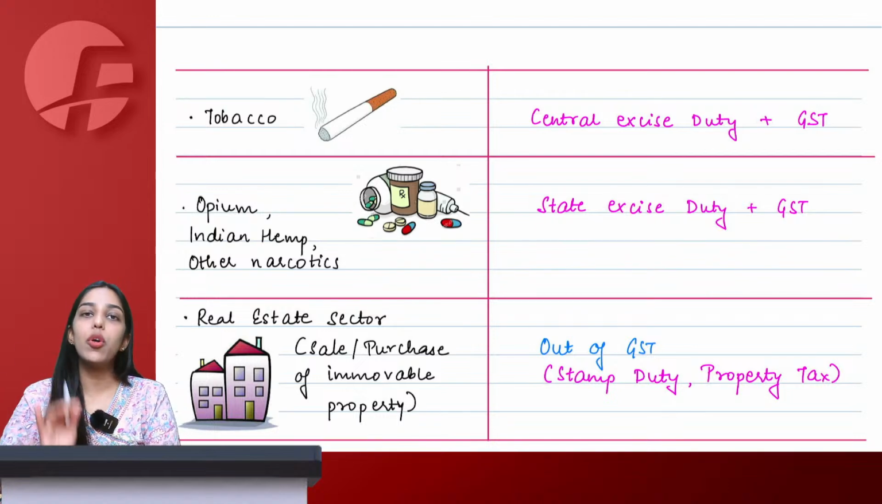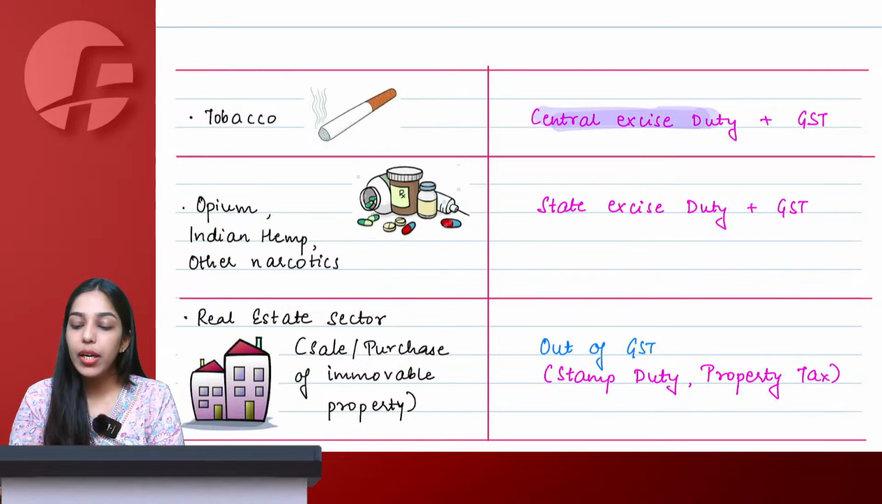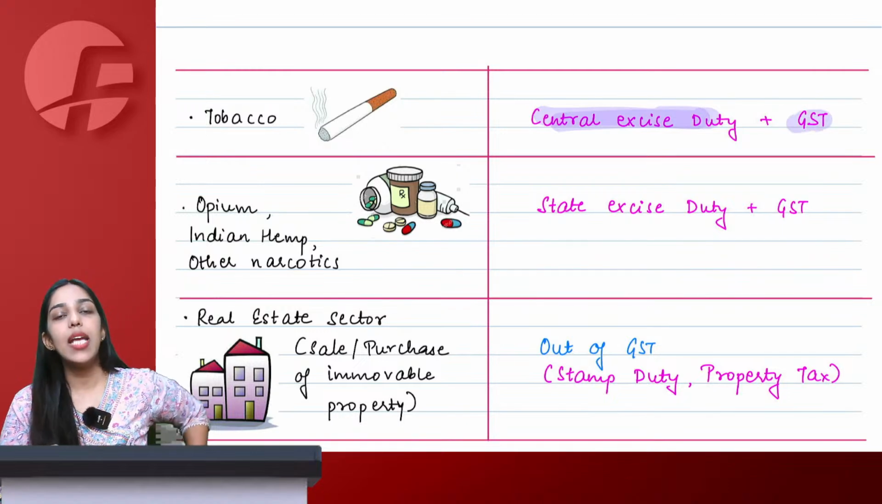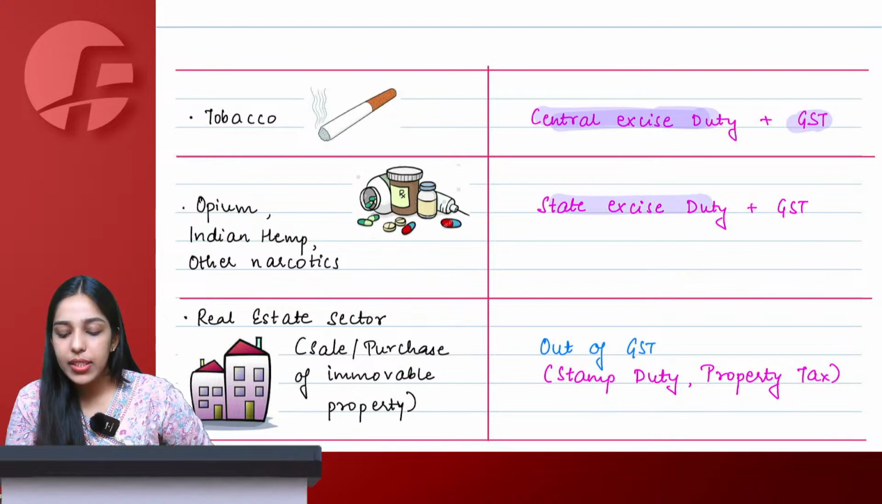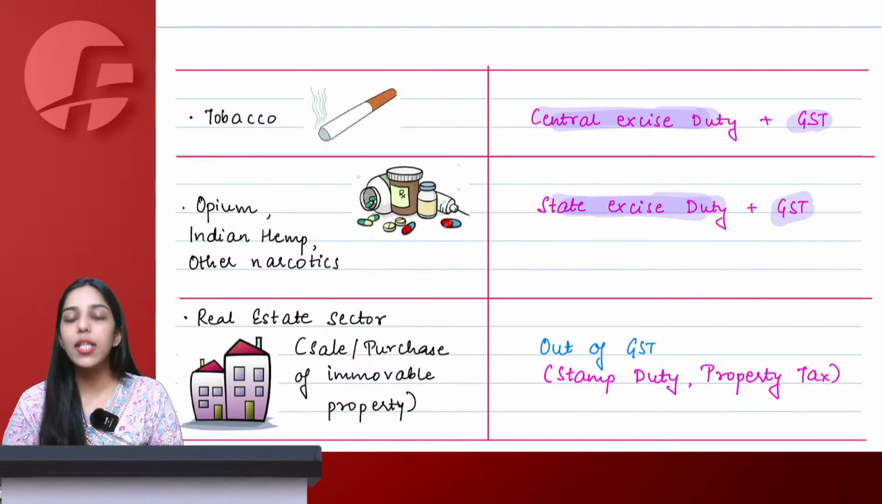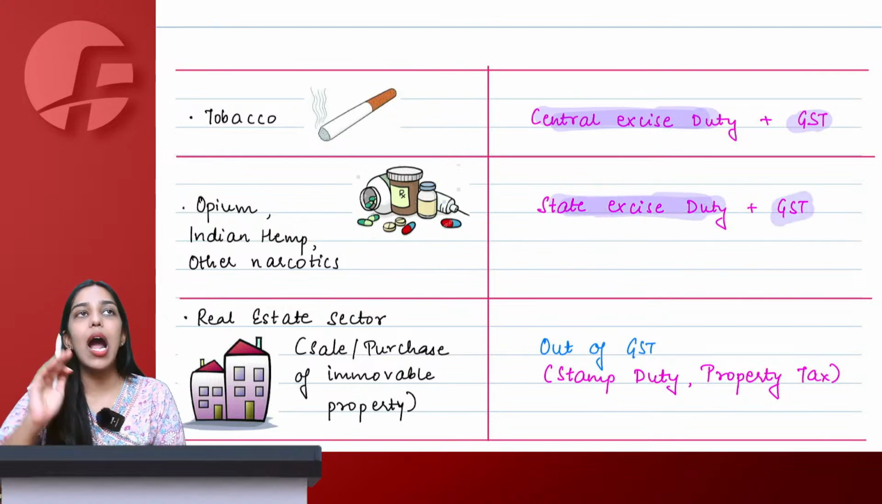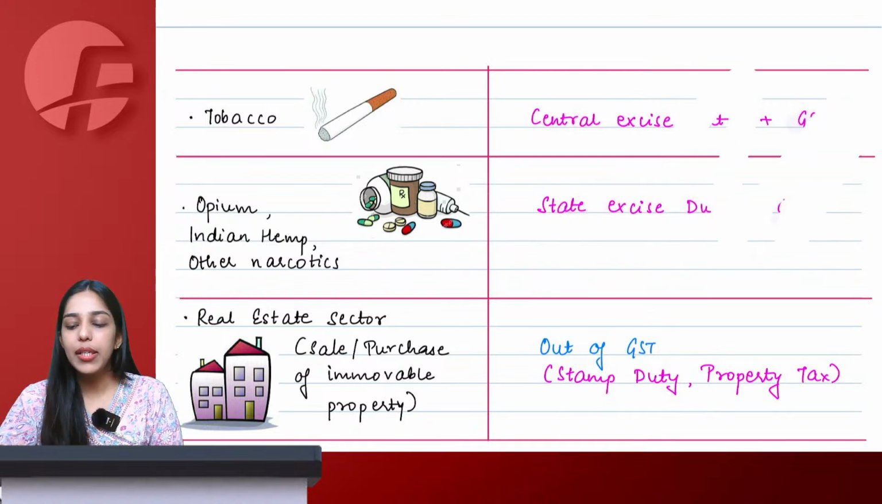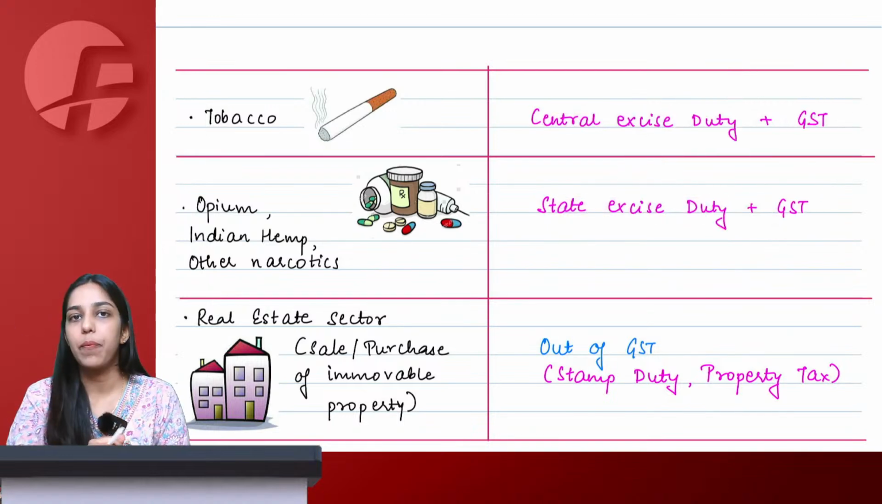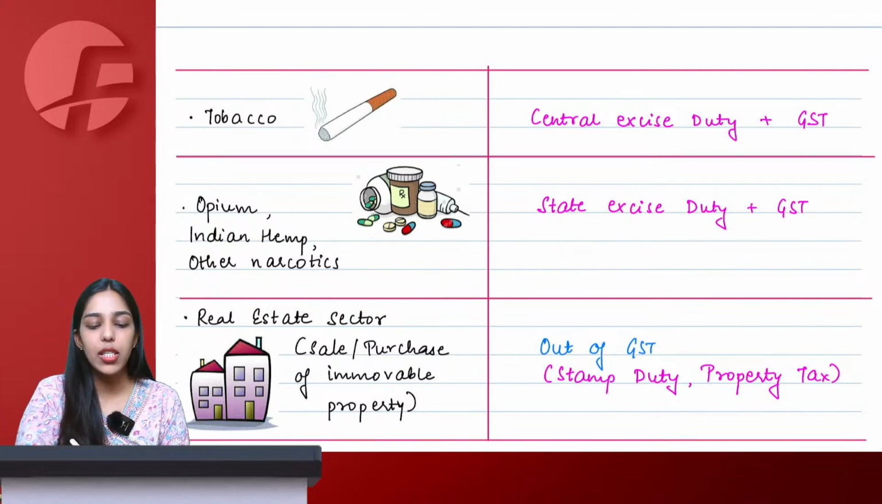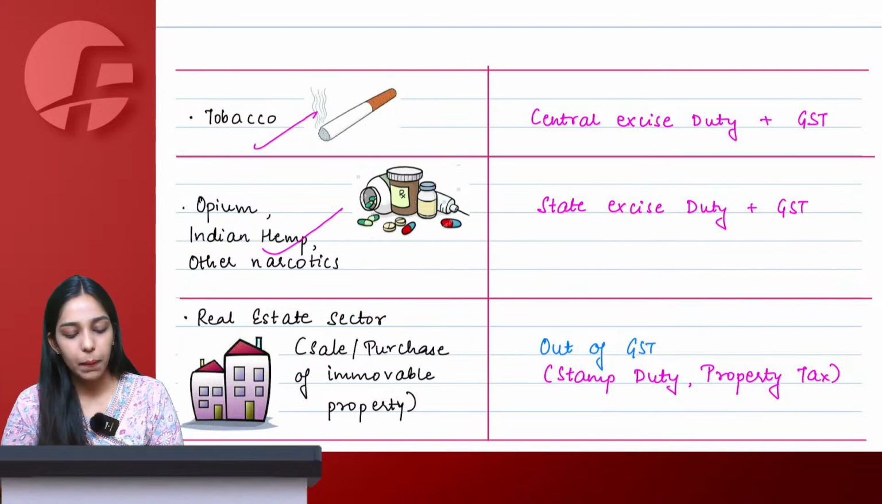So today on tobacco, on manufacturing of tobacco, excise duty is also levied and GST is also levied. Same goes with drugs, narcotics. Excise duty is also levied, GST is also levied. So we cannot say they are outside the scope of GST, but yes, it is not only GST that is levied on them. GST is levied along with excise duties for tobacco and drugs.